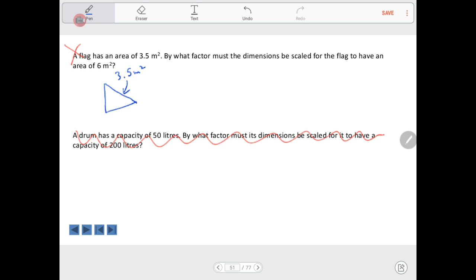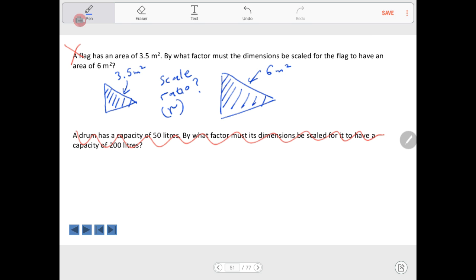Anyway, this flag here has an area of 3.5 square metres, and it's going to be enlarged so that the area of this new flag is 6 square metres. So what is the scale ratio? That's the question. Now let's have a letter for scale ratio. I'll call it the letter R. Okay? So using some algebra here, and I know you probably don't like the sound of that word, but it's not that bad. It's a very useful mathematical language.